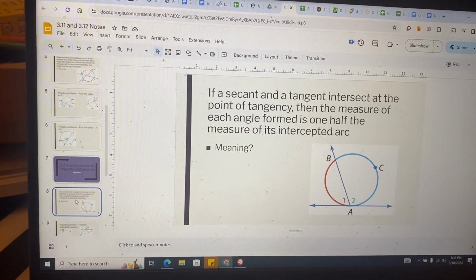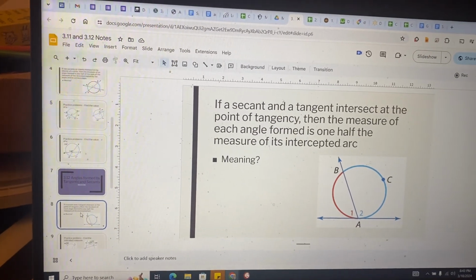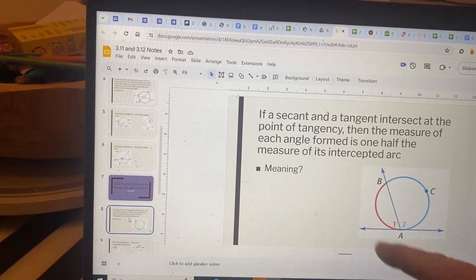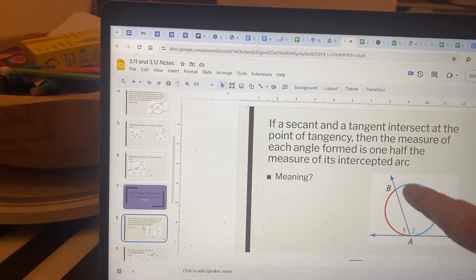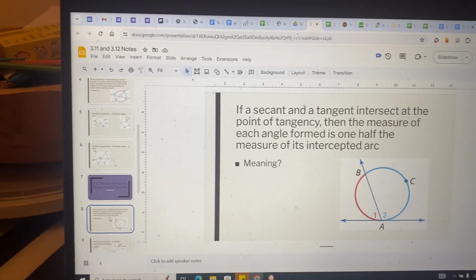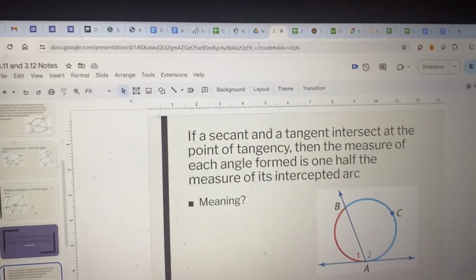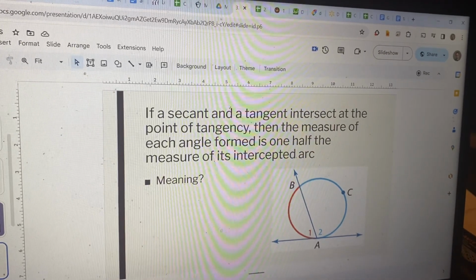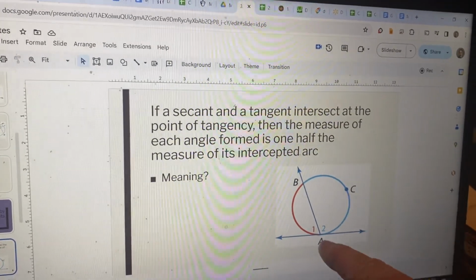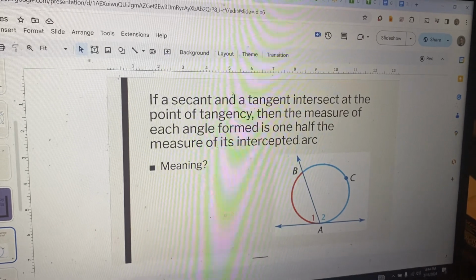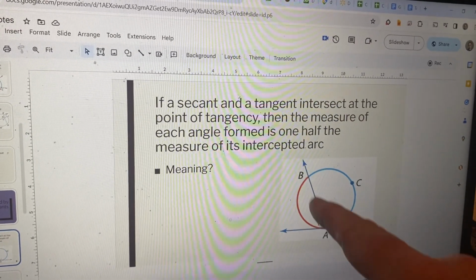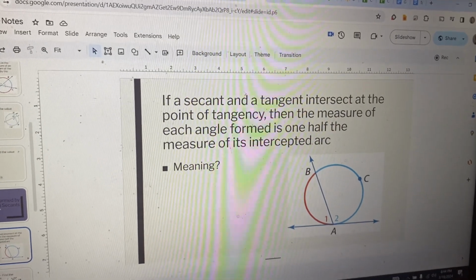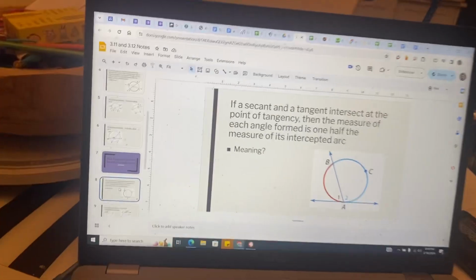So let's just give an example saying that this whole circle is 360. So we can say this is 120, this is 240. And that would kind of make sense for what we have here. So if this arc from B to A going through C, or arc BCA, is 240, then this angle here is 120. If this arc here going from B to A the short way is 120, then half of that would be 60. This angle would be 60.